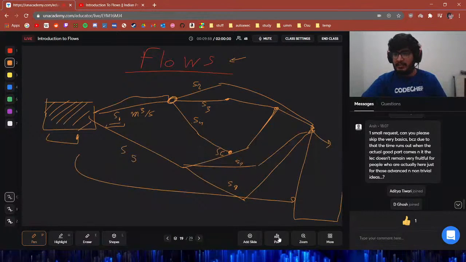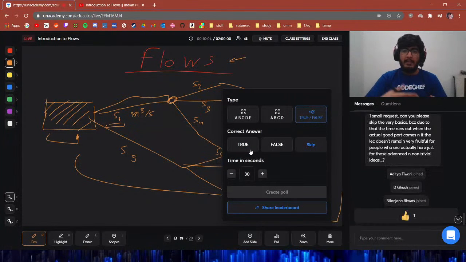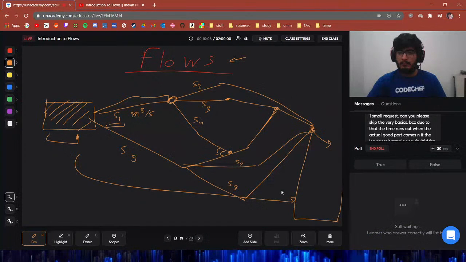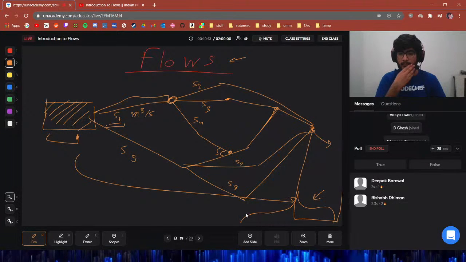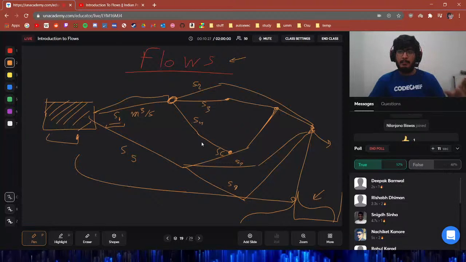Let me actually just have a poll. So do you know anything about flows? Do you want me to go over the trivial stuff as well? Just let me know in this poll. Here is the poll, right? And you can answer in here. And by the basics, I mean the first kind of algorithm that comes here, the Ford-Fulkerson algorithm.